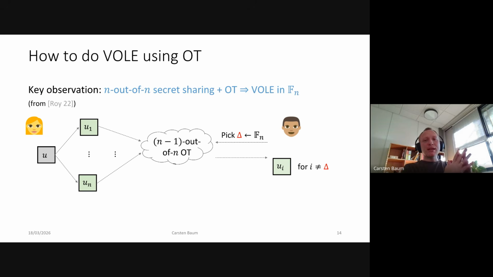So it gives me everything except a certain index, and that is the same in this case as getting all U_i where i is not the index. Okay, well, how the hell can I turn this now into a VOLE?